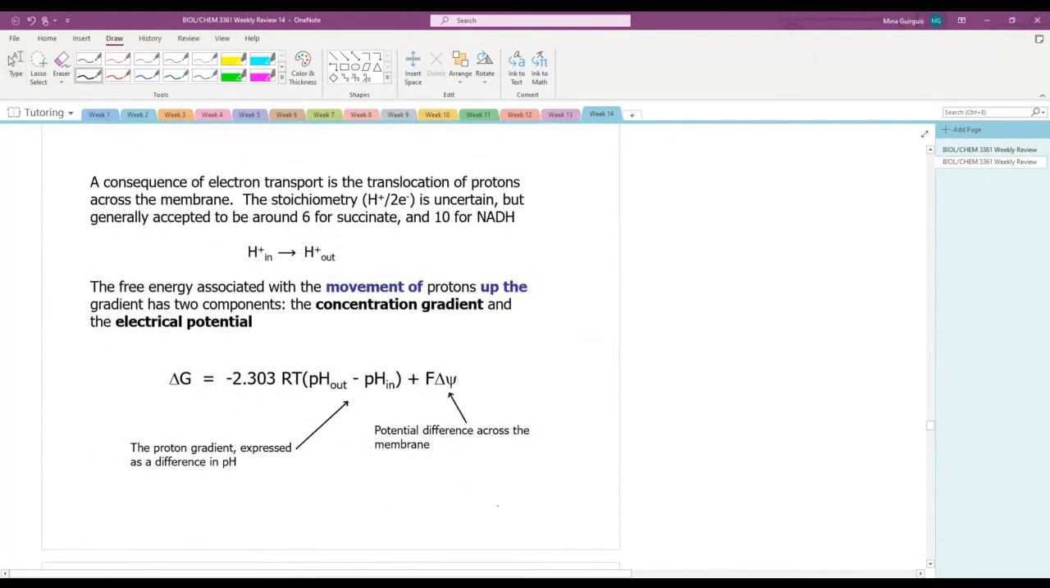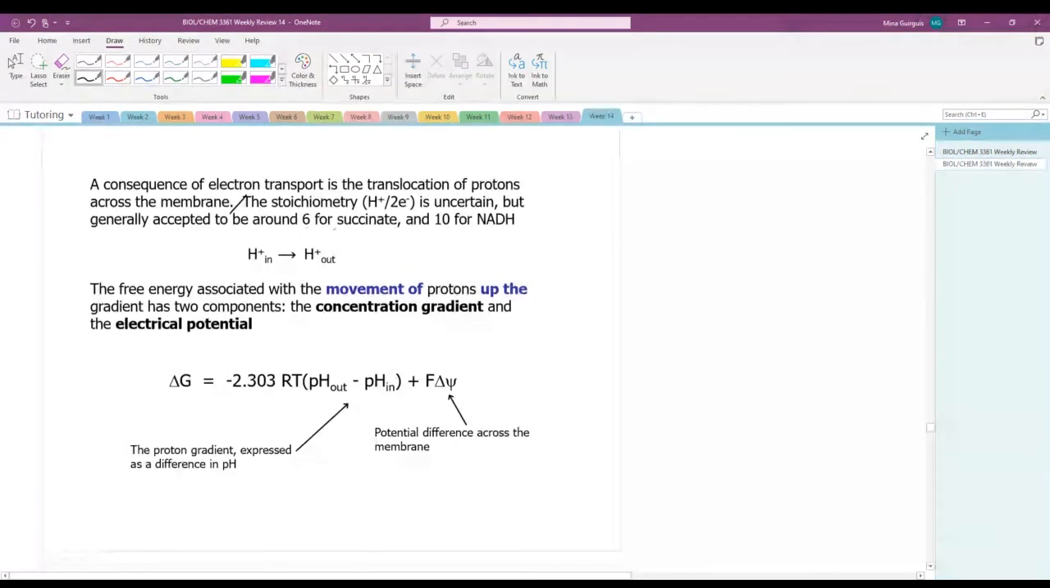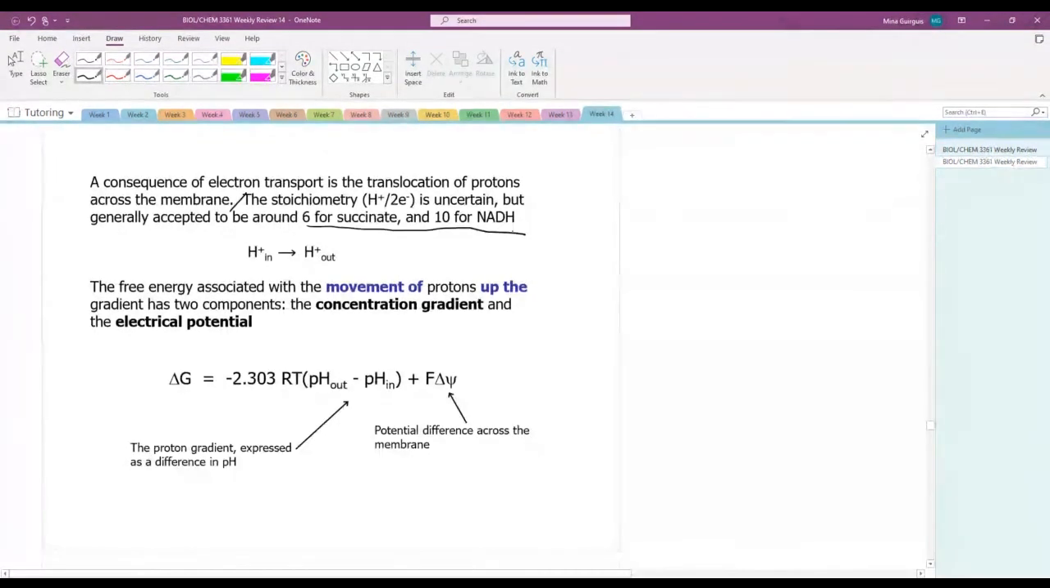So what we see here is this new formula that's kind of similar but kind of different. So let's dissect all this. Yes, we're sending protons across the membrane. Awesome. The stoichiometry, we're not 100% certain, but this is what we estimate. Per molecule of NADH, it seems like we send about 10 protons through the membrane.